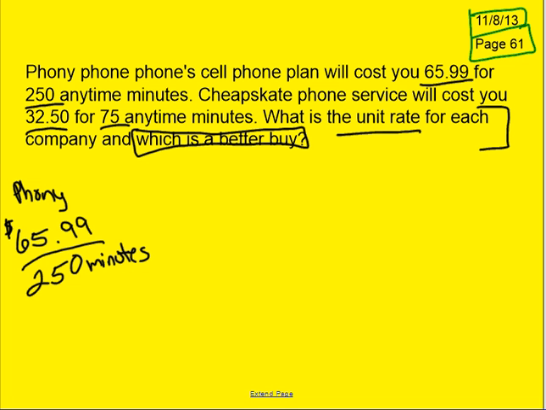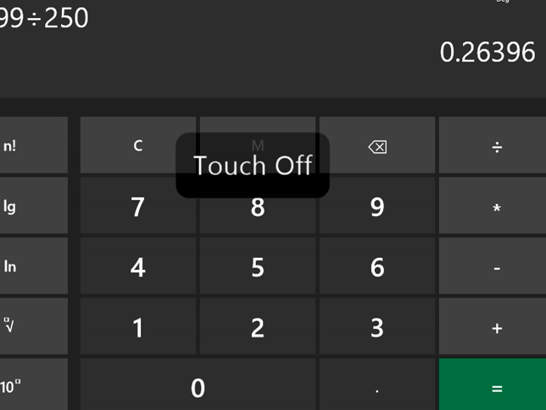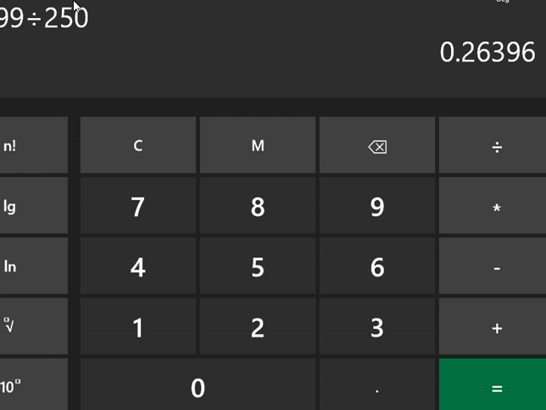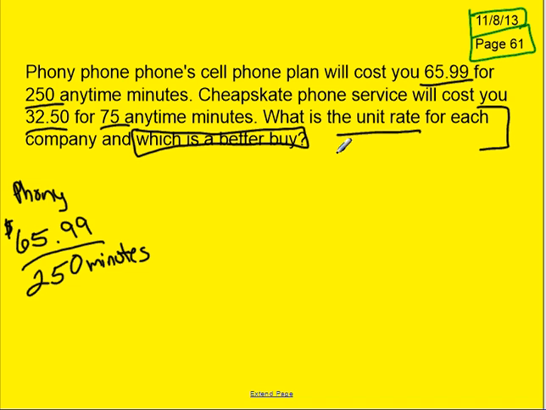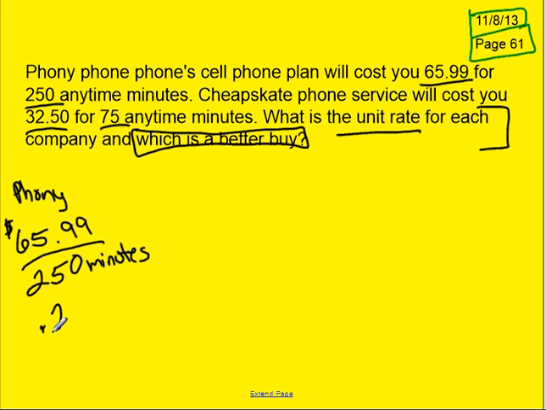So we have 65.99 divided by 250. So I'm going to type that into my calculator here. And we end up with, ooh, that's a funky number, isn't it? 0.26396. Let's go ahead and, oh, hang on. What's my computer doing? There it is. And now I've forgotten the number, of course. It is 0.26396. 0.26396 is what our calculator gave us.